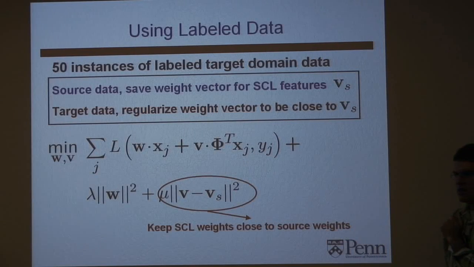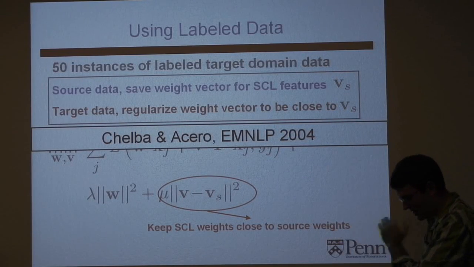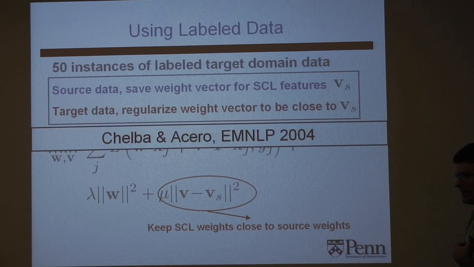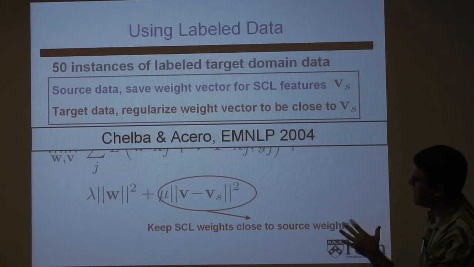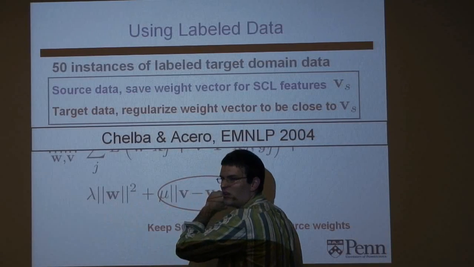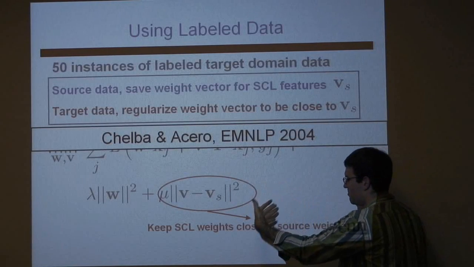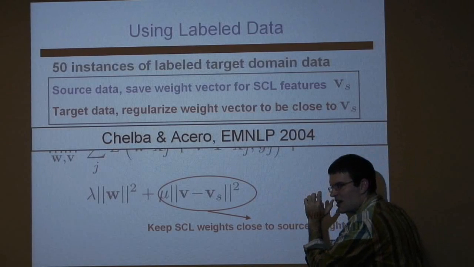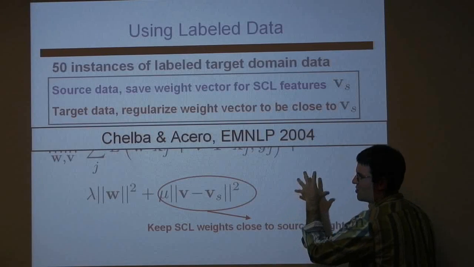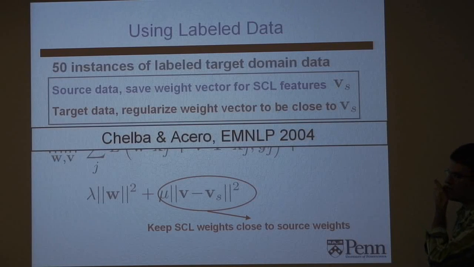Okay? So this technique actually is based on an idea from Chelba and Acero. Chelba is now here at Google. I guess he's in Kirkland. I don't really know. They actually proposed regularizing on the high-dimensional weight vector, right? So the place we differ from them is that we advocate using the low-dimensional features. We think that by having this low-dimensional representation, you can get a lot more power out of the small number of labeled instances you have.